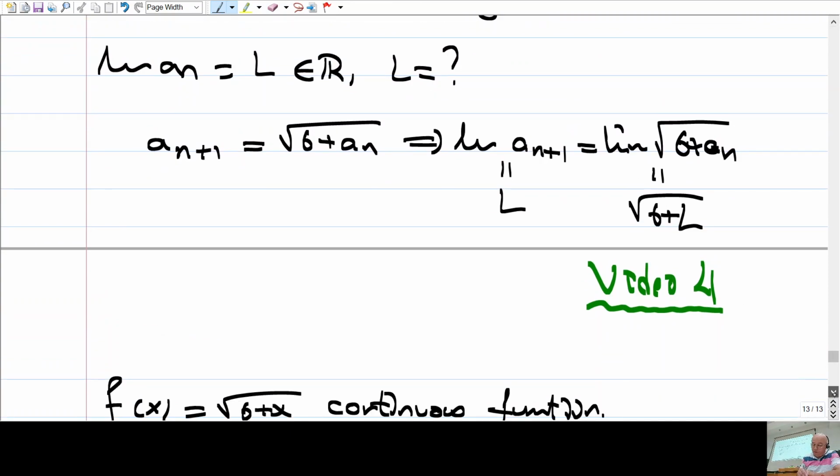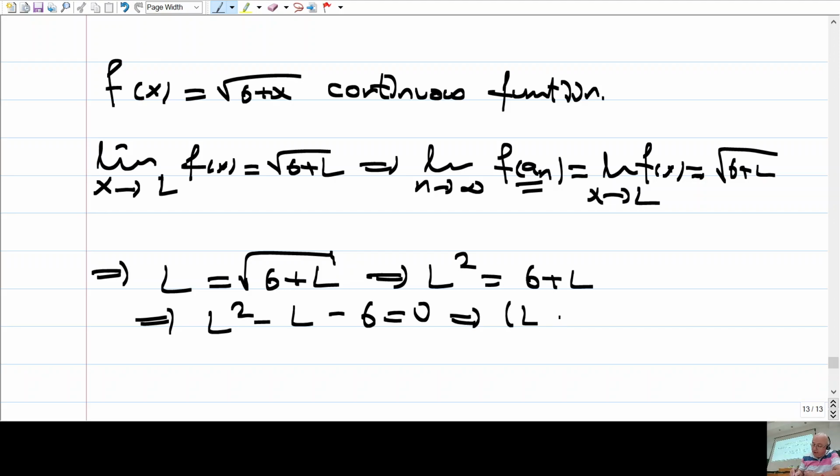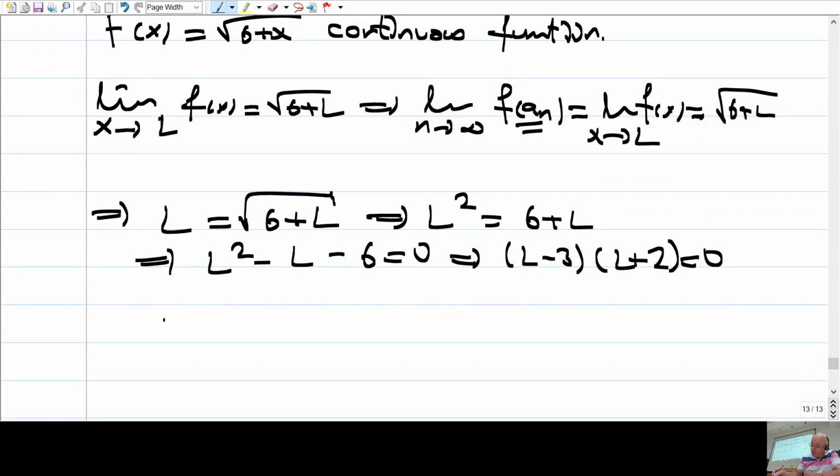So from this, we obtain this algebraic equation. We can just solve this by squaring both sides. L squared is just the square of this, which is 6 plus L. And from this, we get L squared minus L minus 6 is 0. That is (L minus 3)(L plus 2) equals 0. So L is either 3 or L equals minus 2.